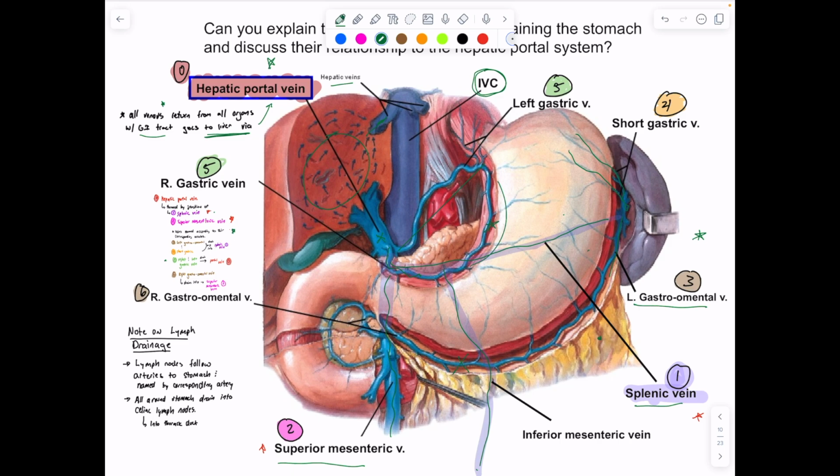And then we have our right gastro-omental vein, and that will drain into our superior mesenteric vein. But eventually it goes back to the hepatic portal vein. Again, the idea is all venous return from all organs associated with the GI tract goes to the hepatic portal vein and through the liver.